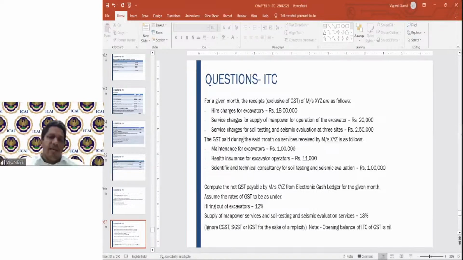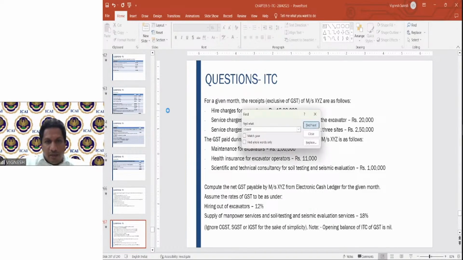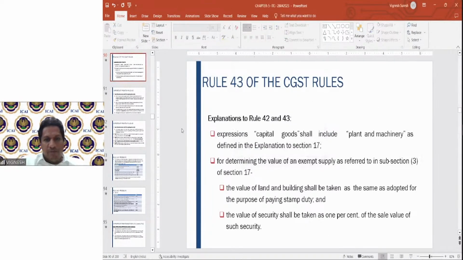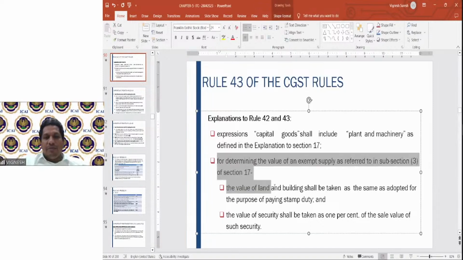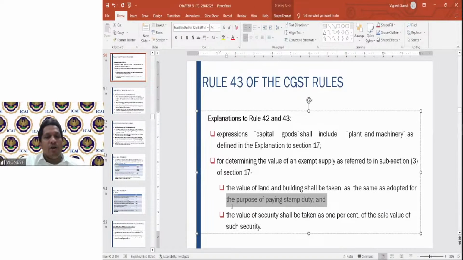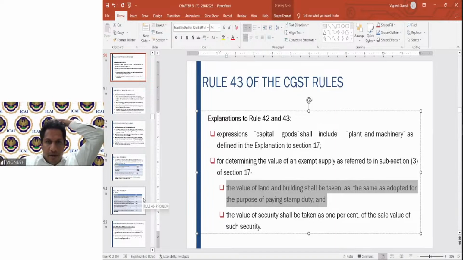Value of sale of building is very simple. Let me just see where we covered that. Here, rule number 43, explanation. This is where it has come, this rule. For determining the value of exempt supply as given in subsection 3 of section 17, value of land and building shall be same as adopted for payment of stamp duty. Understood? So 2% stamp duty we have got. He has given 2.5 lakhs or whatever was there in the problem. That into 100 by 2 is your value of the land and building for the purpose of determining the exempt sum. This explanation was covered in that problem.